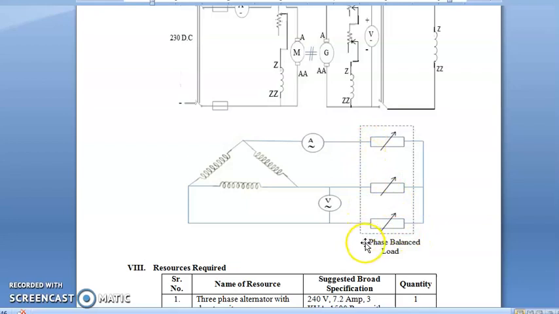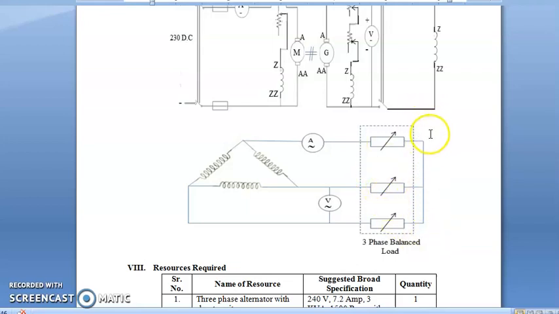If you want the voltage regulation for unity power factor, you should connect the resistive bank to the terminals of the generator. If you want to get the voltage regulation for lagging power factor, you should connect an inductive load, because as you know, an inductive load always draws lagging power factor current. And if you want to determine the voltage regulation for the leading power factor, then you should connect a capacitive load. Whichever power factor you want to find the voltage regulation for, you connect that type of load here.